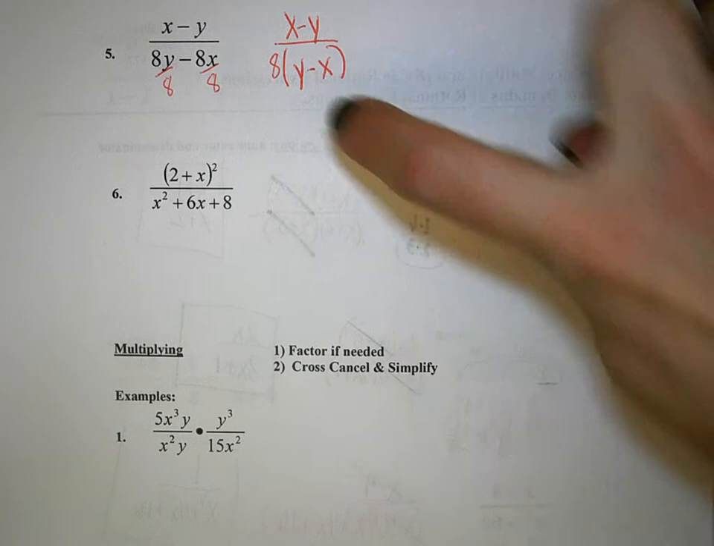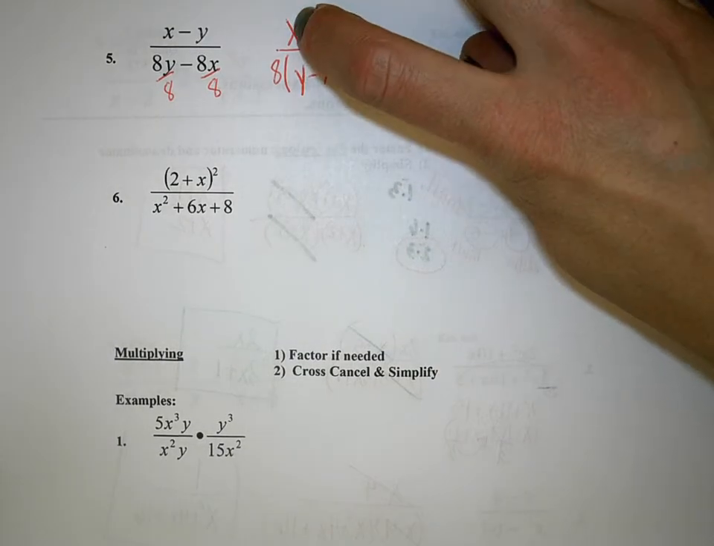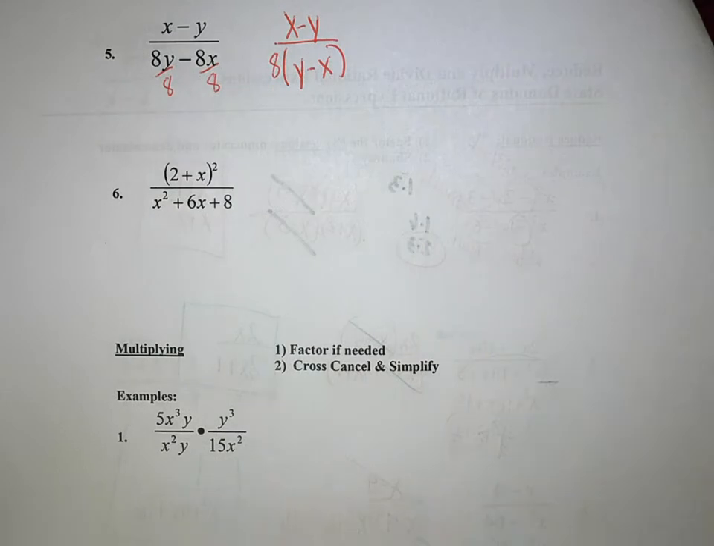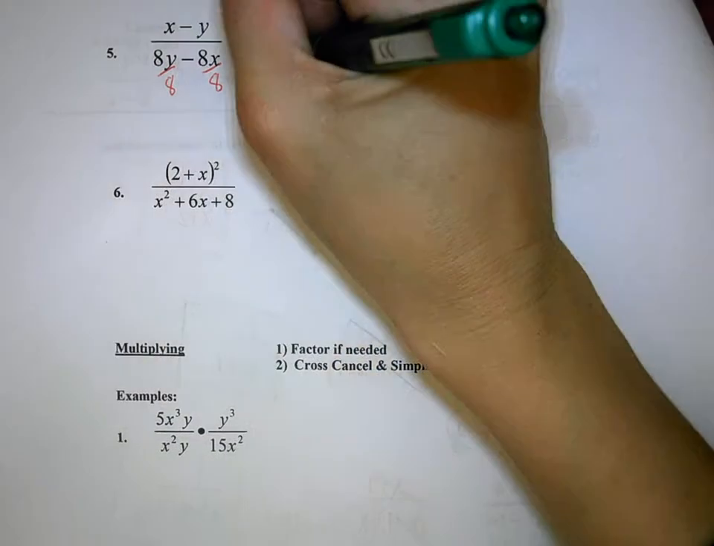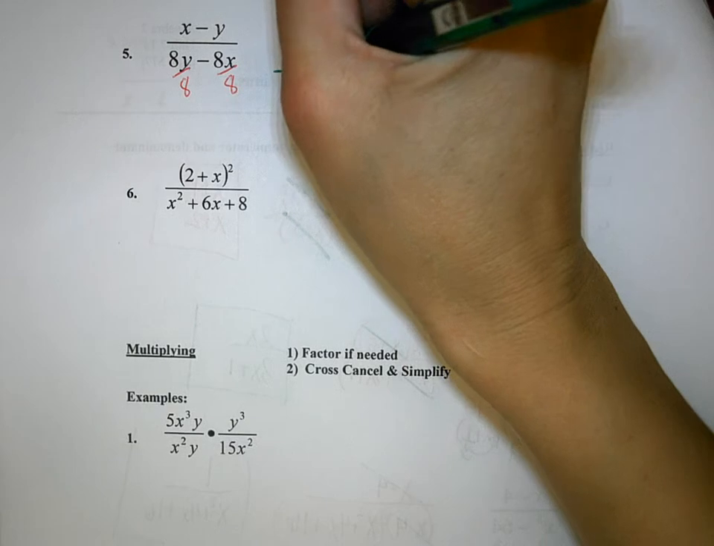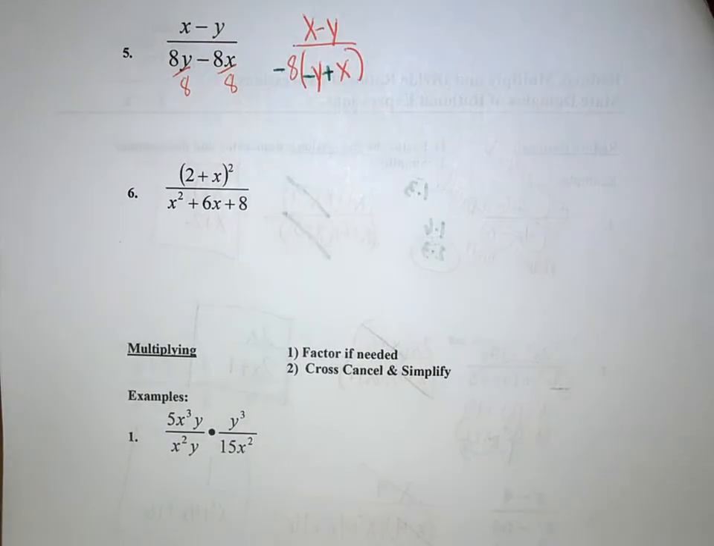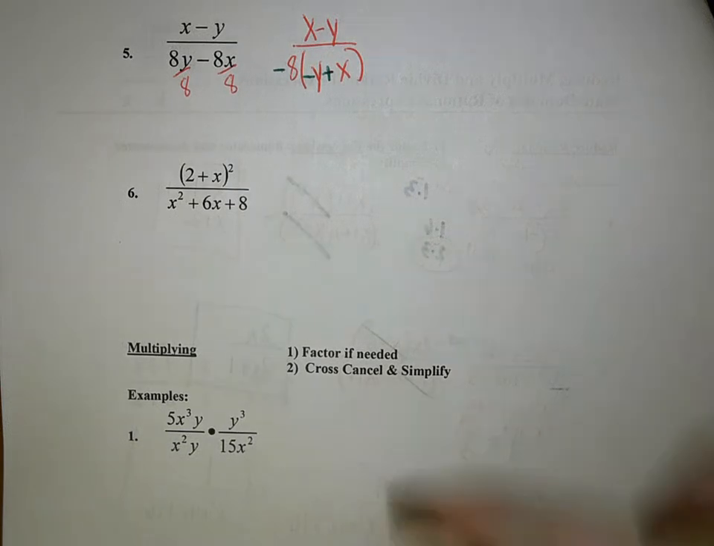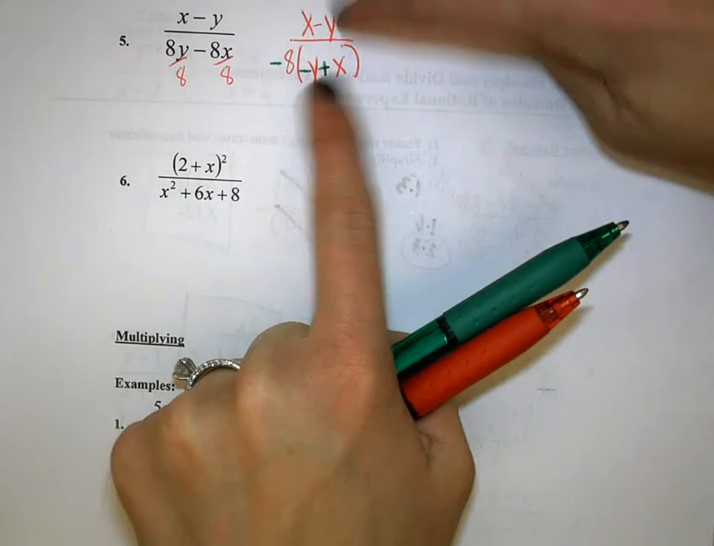No, because here the y is positive, here the x is positive, here the x is negative. Now, if I were to take out a negative, so if I would have factored out a negative 8, this would have been negative and this would have been positive. Now look, are these the same? Even though they're not written in the same order, are they the same? Yes, because we have negative y, positive x.